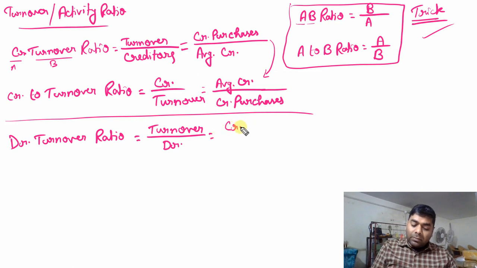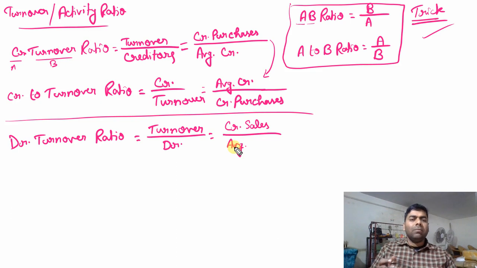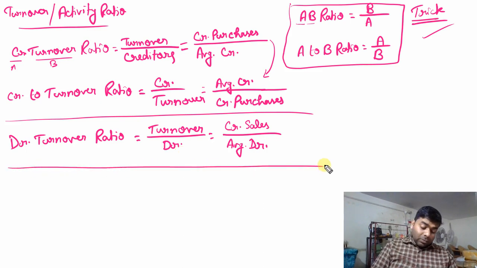क्रेडिट सेल्स अपॉन, यहाँ पे आप एवरेज डेटर लिखिए या डेटर, अगर आपके क्वेश्चन में ओपनिंग डेटर एंड क्लोजिंग डेटर दिया हुआ है, तो आप यहाँ पे एवरेज डेटर लिखेंगे. अदरवाइज एवरेज डेटर की जगह आप सीधे डेटर ही लिख देंगे. क्लियर? नाउ सेम एज इट इज वी आर गोइंग टू सी इन्वेंट्री टर्नओवर रेशियो.